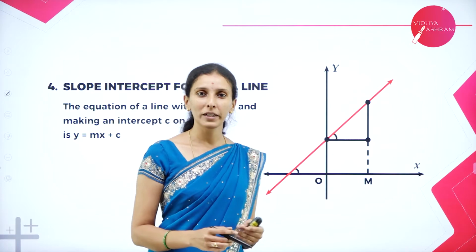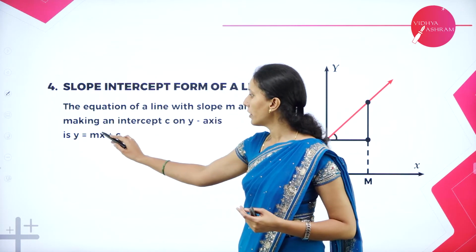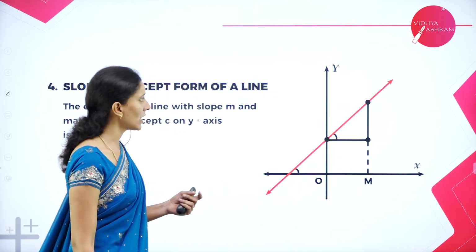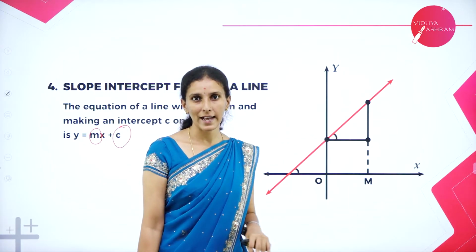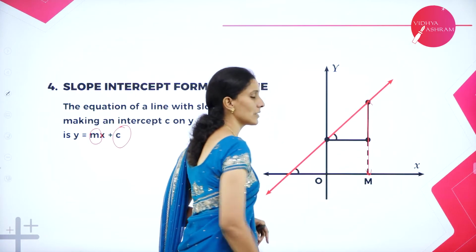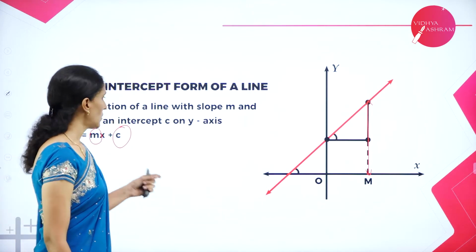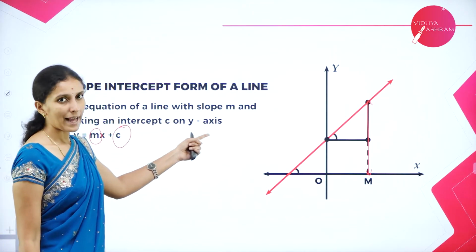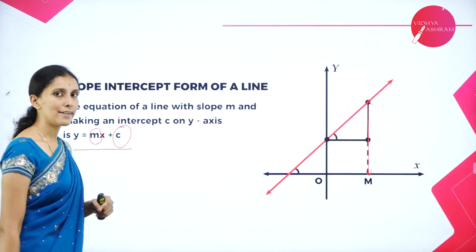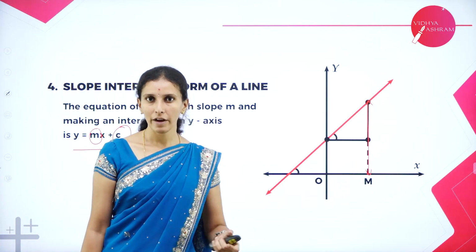Next we have the slope-intercept form, which you have already learned. Here the slope of the given line is given and the intercept c is given. The intercept c is nothing but the distance from the x-axis along the y-axis. If this is the point, then this distance is your y-intercept, which is represented using the symbol c. So if the intercept on the y-axis and the slope of the given line are given, you can express it as y is equal to mx plus c, where m is the slope and c is the y-intercept.